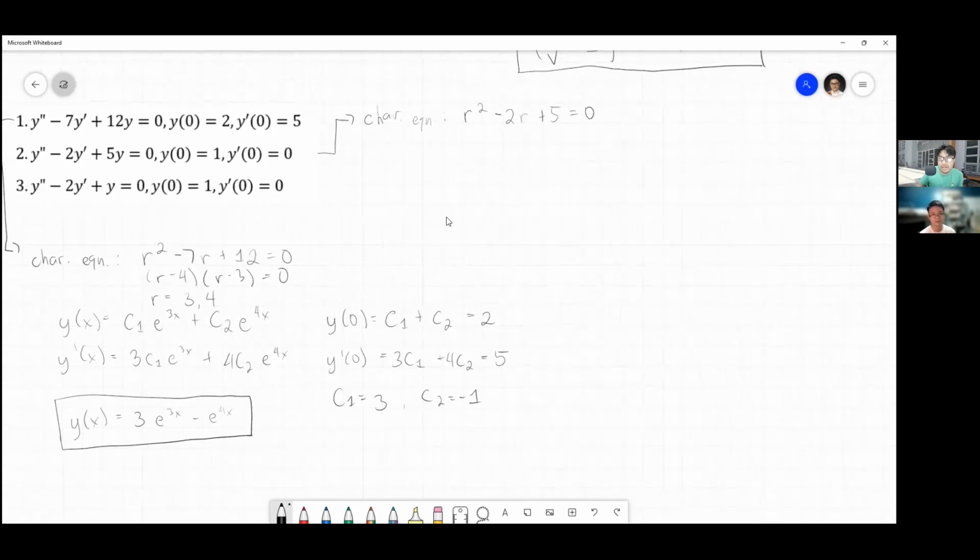And then, yan. Solve lang natin yan. I think this is factorable. Factorable ba to? Hindi. 5-1 lang pala yan. Okay, so mag-quadratic formula na lang tayo.